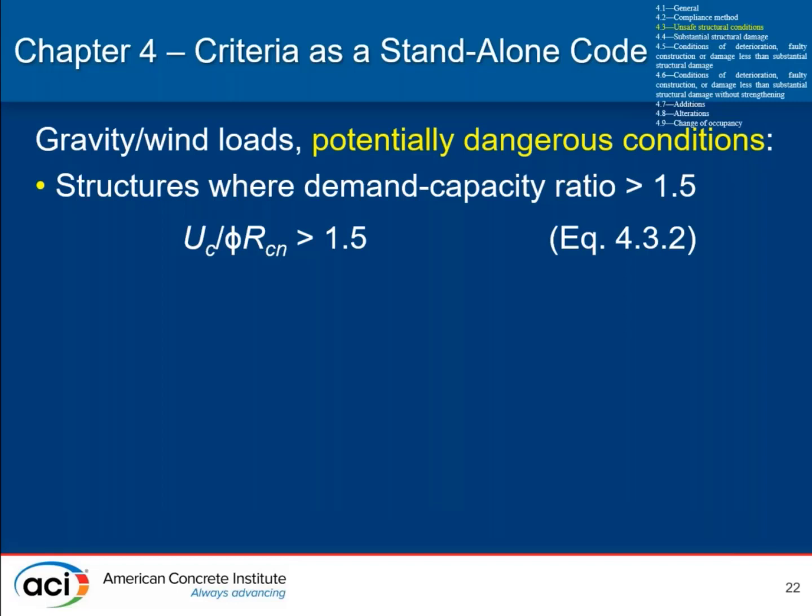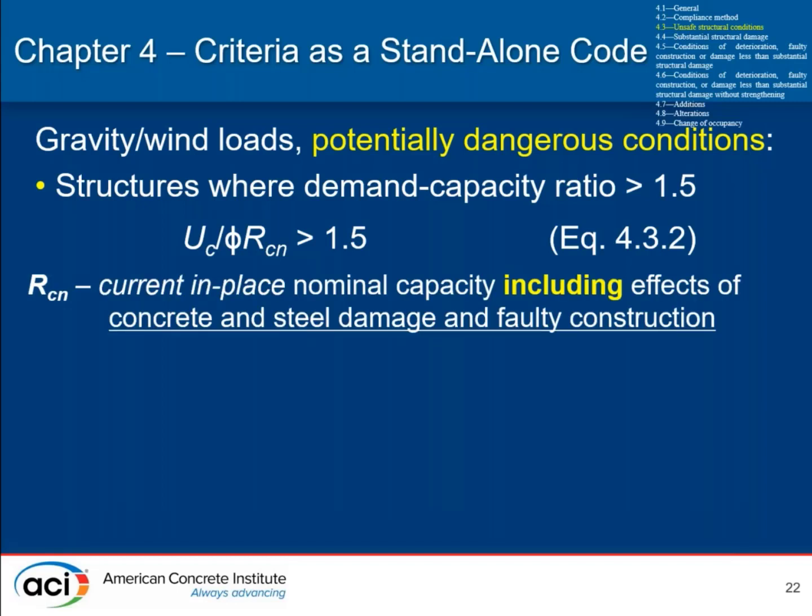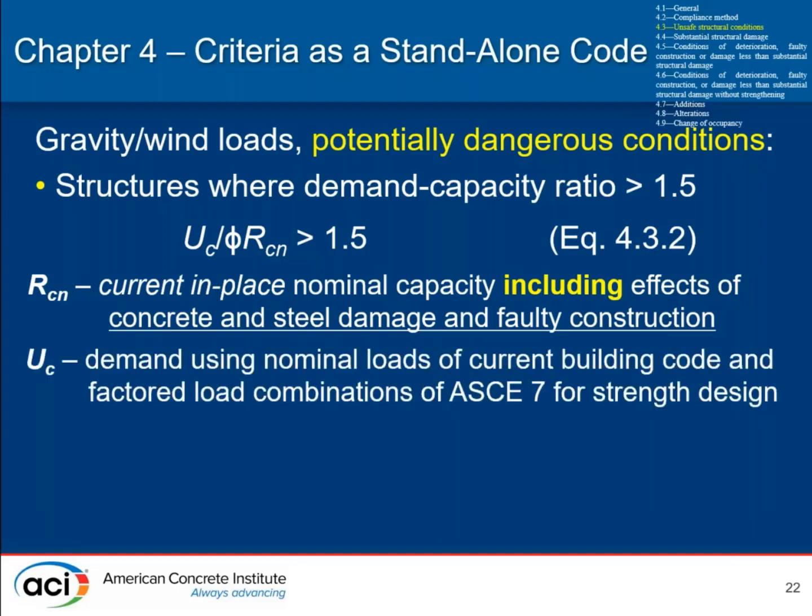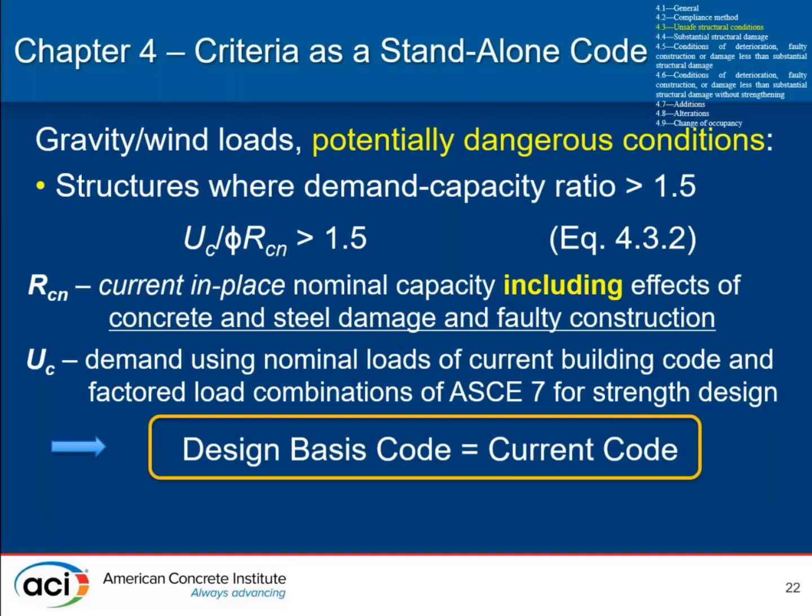by 1.5 or more, potentially dangerous conditions are deemed to be present, and the design basis criteria is the current building code. Again, R sub Cn is the current in-place nominal capacity, including the effects of any concrete or steel damage and faulty construction. U sub C is the demand for the nominal loads using the factored load combinations in ASCE 7. And in that case, the design basis code is the current building code.